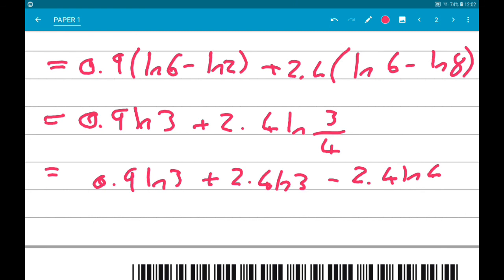So, we have 3.3 log 3 minus, okay, so log 4 is a log of 2 squared, so the power can come out the front, so we have minus 4.8 log 2. And that's it.